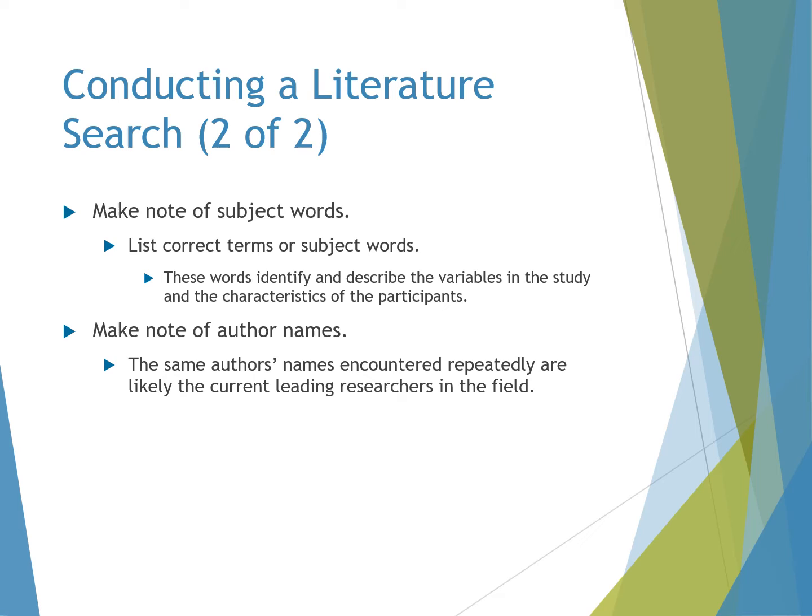You also want to make note of subject words or key terms, especially if you're not really sure about the keywords for your topic. If you look at the keywords that other authors are using or the phrasing in the text, it can help you get those search words right. You also might make note of authors' names. This is not true for all fields, but in some fields there are leading authors that you see repeatedly cited and repeatedly coming up in the field. And so those are probably people that you're going to be interested in and that you want to cite.